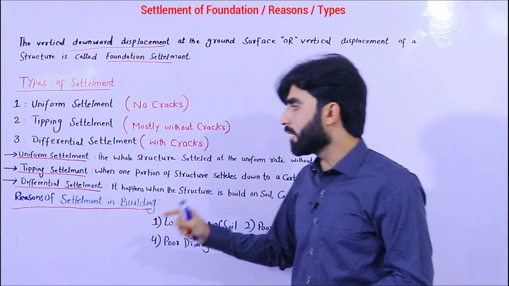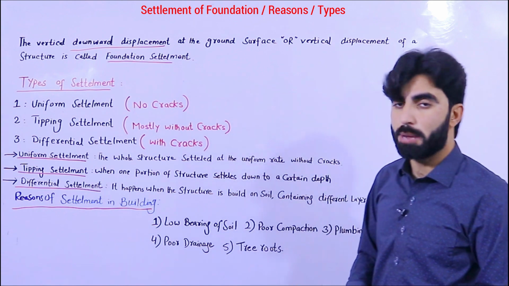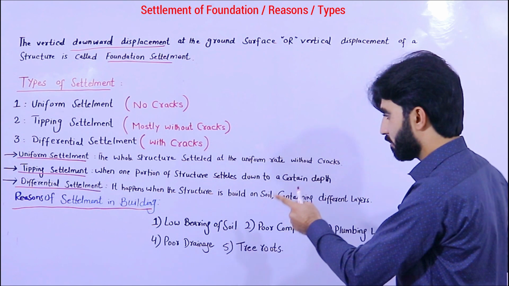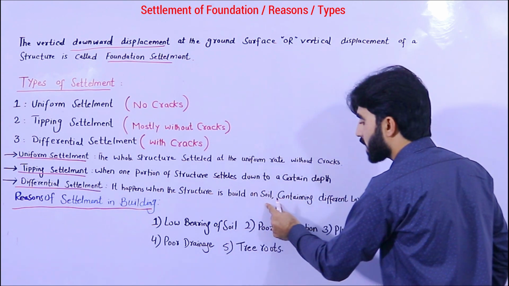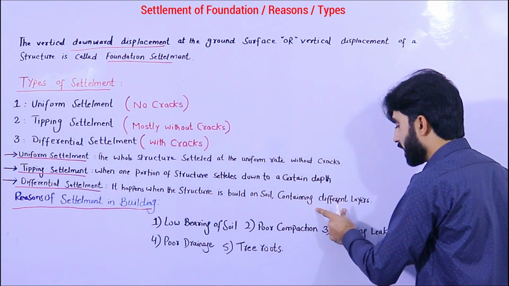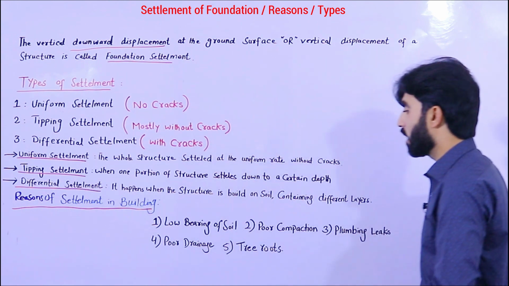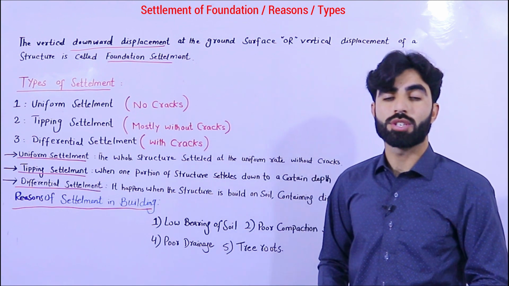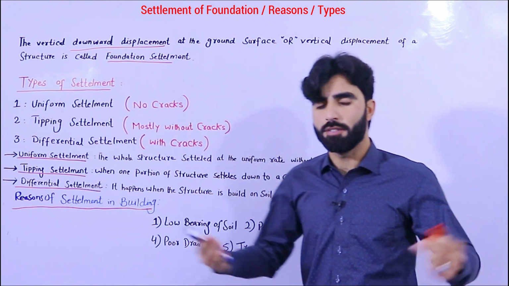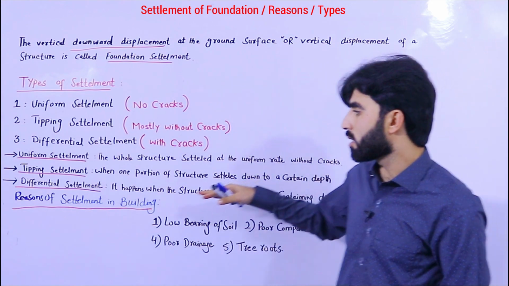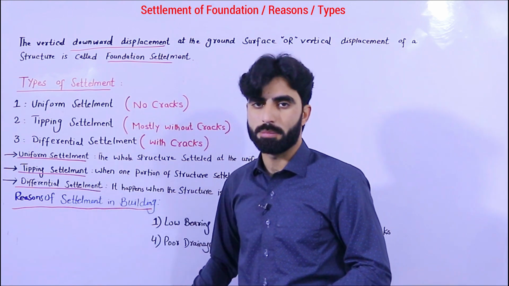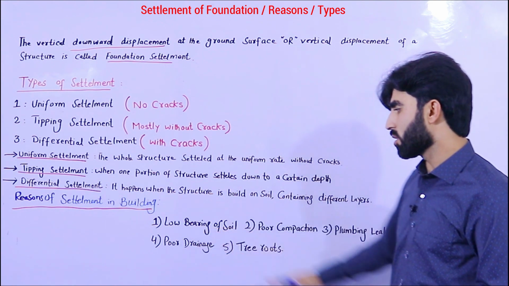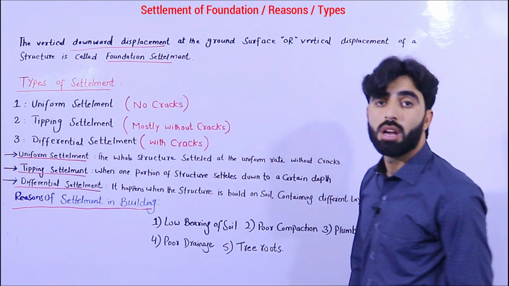And the last one is differential settlement. This is very dangerous for any type of building. It happens when the structure is built on soil containing different layers. If the soil contains different layers, that is a danger for the building. You will see a lot of cracks in beams, columns, slabs, anywhere, if there is differential settlement. Differential settlement can occur from the reasons which I have discussed: low bearing capacity, poor compaction, plumbing leaks, etc.